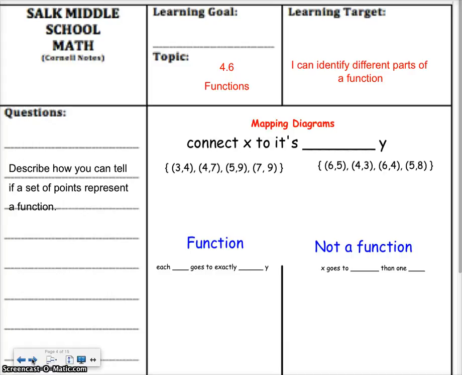Learning objective number 2 is to identify if a relation is a function. Not every relation is a function. A function is defined as for every x, there's one y. For every single x, there's one y. If an x goes to 2 y's, it is not a function. So how you identify if it's a function is this thing called a mapping diagram. What you end up doing is connecting x to its corresponding y.